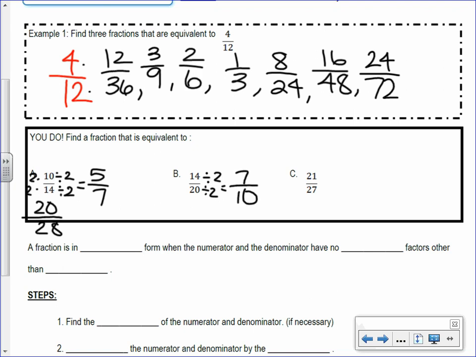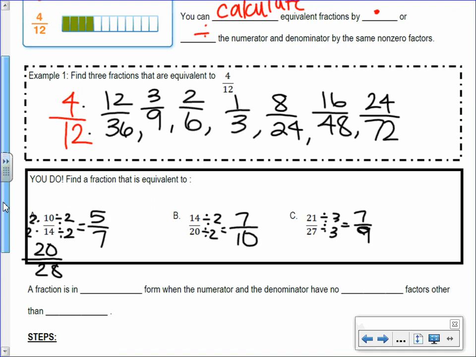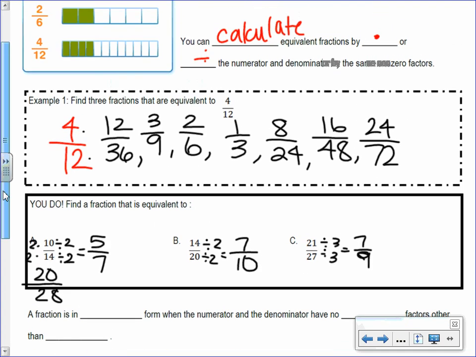What could I divide both of these by? This one's a little bit more challenging. John Henry? 3. And 21 divided by 3 is what? 7/9. Any questions about those 3? Any questions? Everybody good? Okay. Hopefully this top part was a review. Hopefully. And not too challenging.